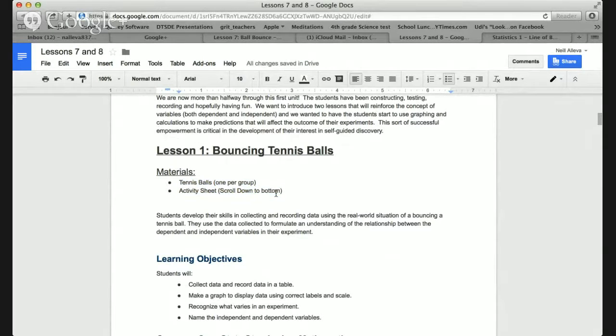So the reason we're doing this lesson is that students are to develop their skills in collecting and recording data using real-world situations such as bouncing a tennis ball. And what we're trying to do is help them connect and formulate an understanding of the relationship between the dependent and independent variables in an experiment. So what are we doing?